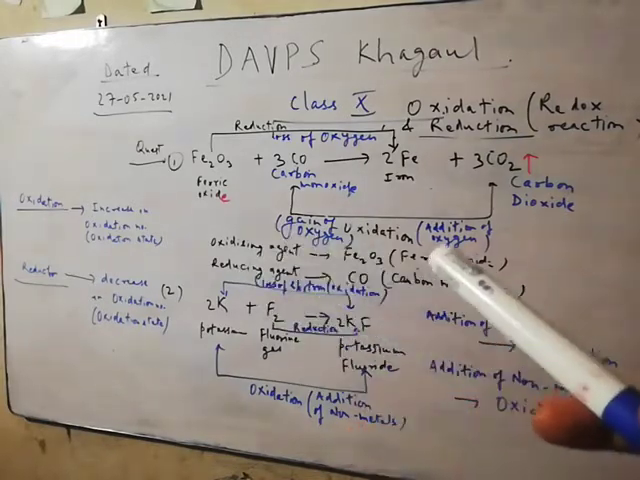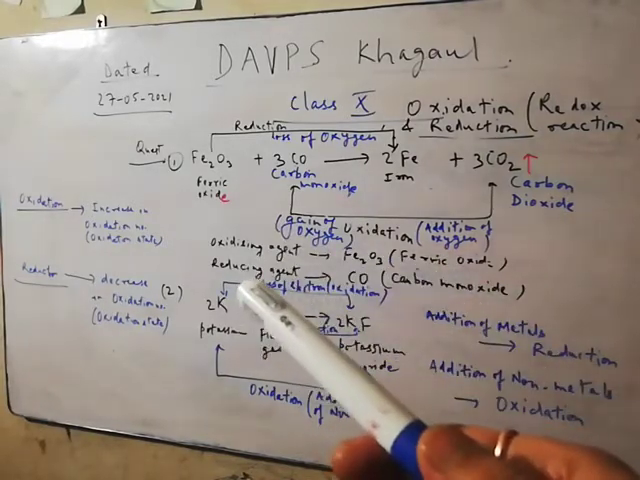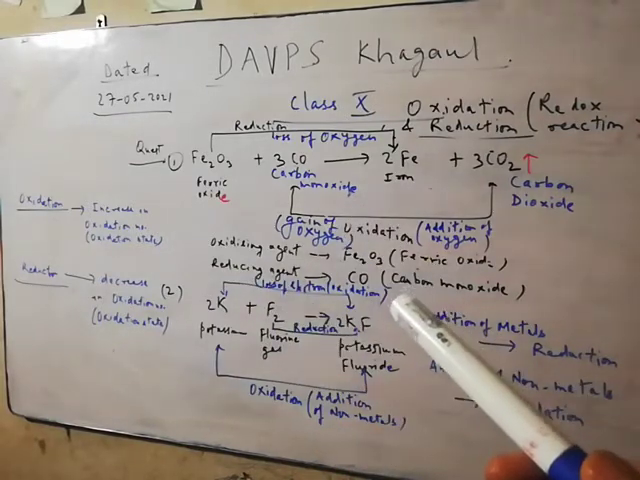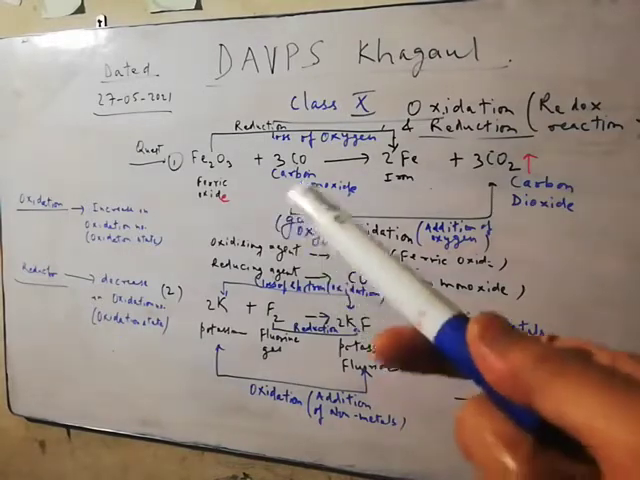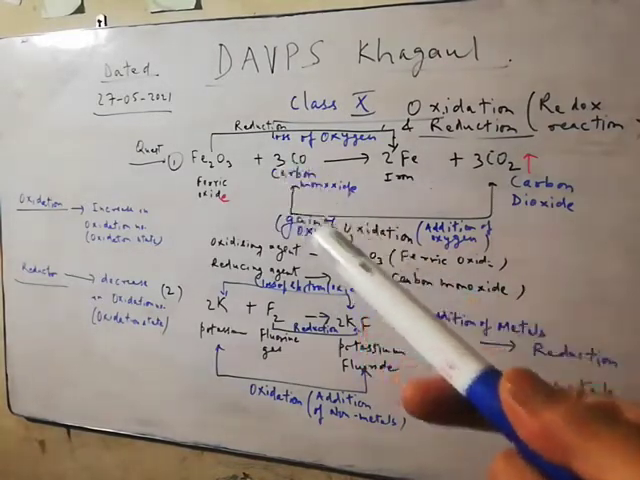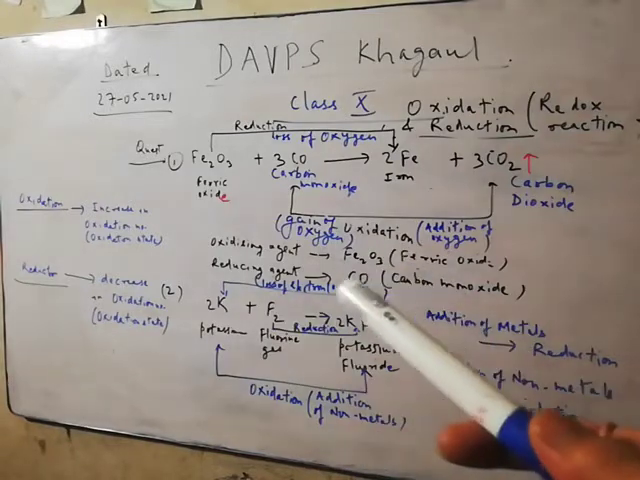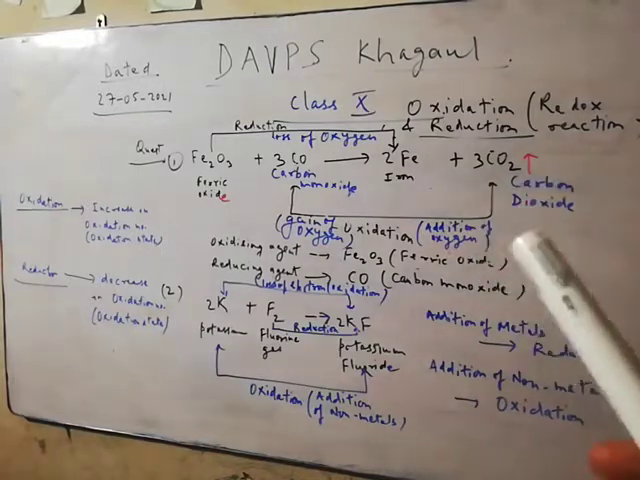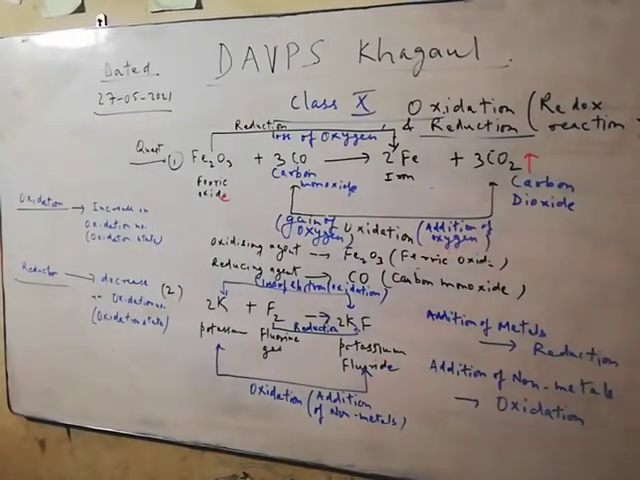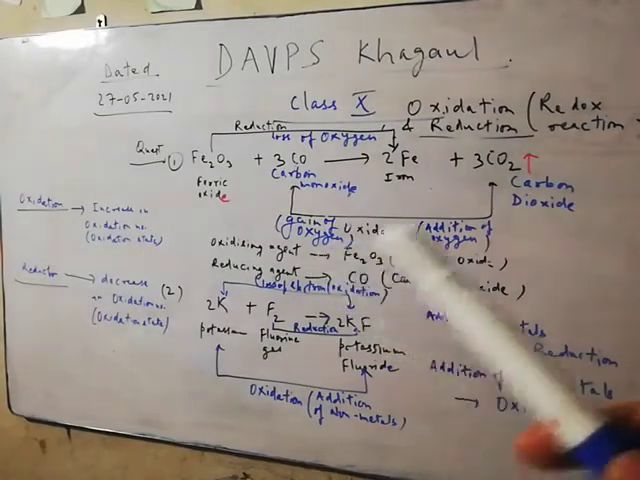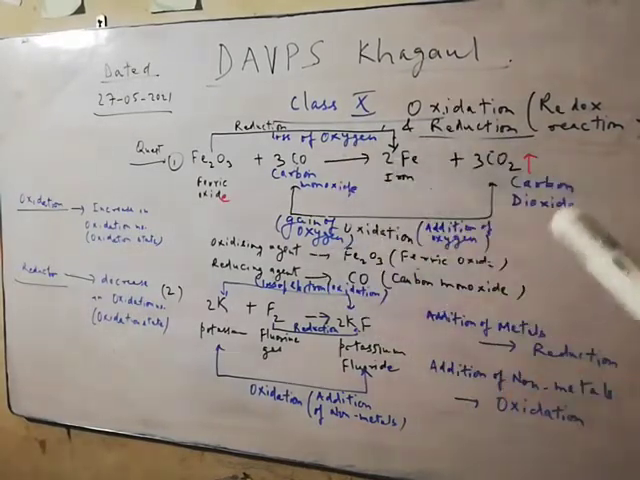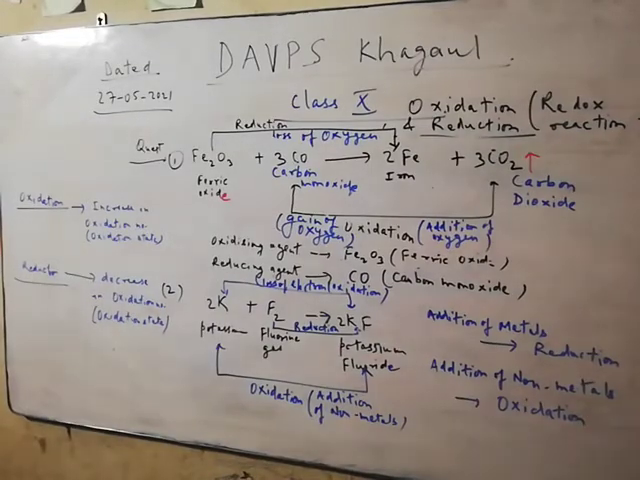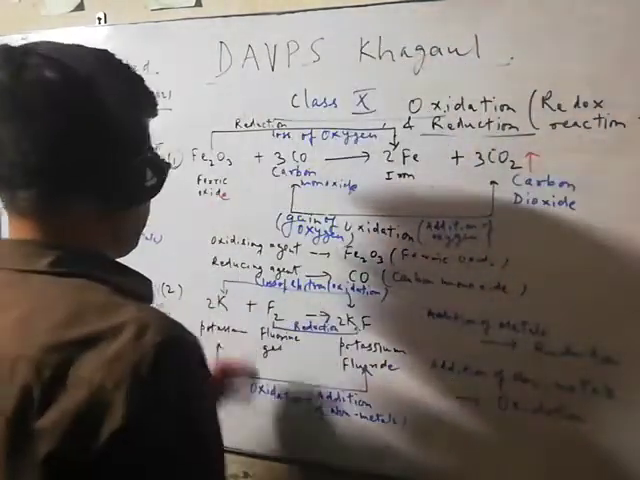What is a reducing agent? A reducing agent is that chemical compound which goes through oxidation. So carbon monoxide goes through oxidation, so it is the reducing agent. So again you have to understand some points like reducing agent, oxidizing agent, oxidation, reduction. These are the important topics of redox reactions, and you have to remember these points.